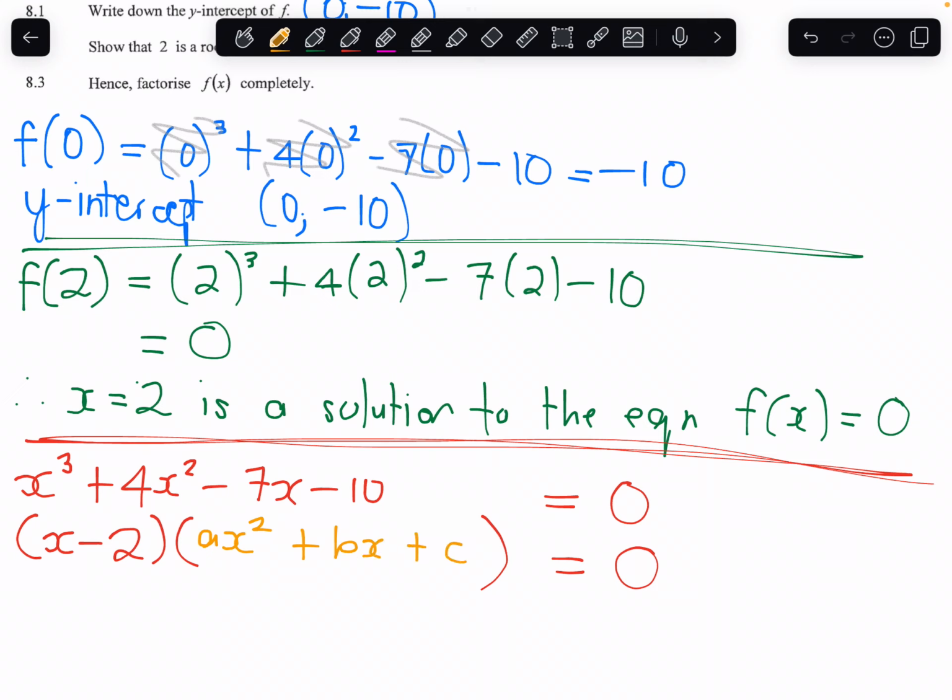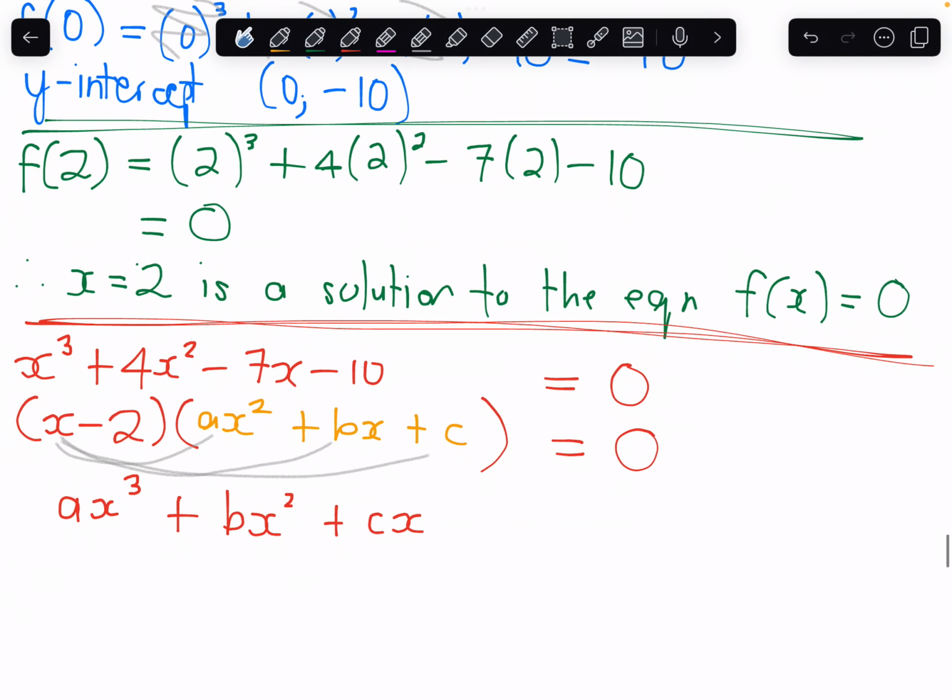Okay, and so now we can kind of expand it so that, yeah, okay, I'll explain as we go. So we've got x times ax squared. So that is going to be ax cubed, right? And in fact, we already know that the a is equal to 1. But anyway, for the sake of completeness, let's just go with it. Then we've got x times that, which is going to be bx squared. And then we've got x times this, which is going to be cx.